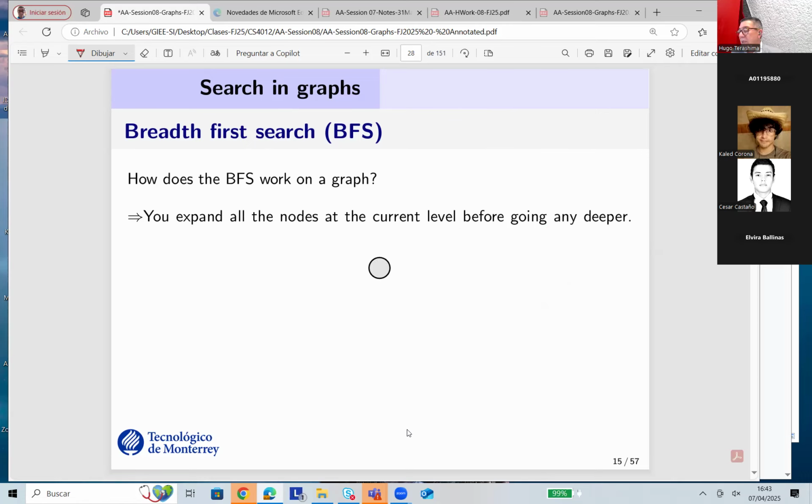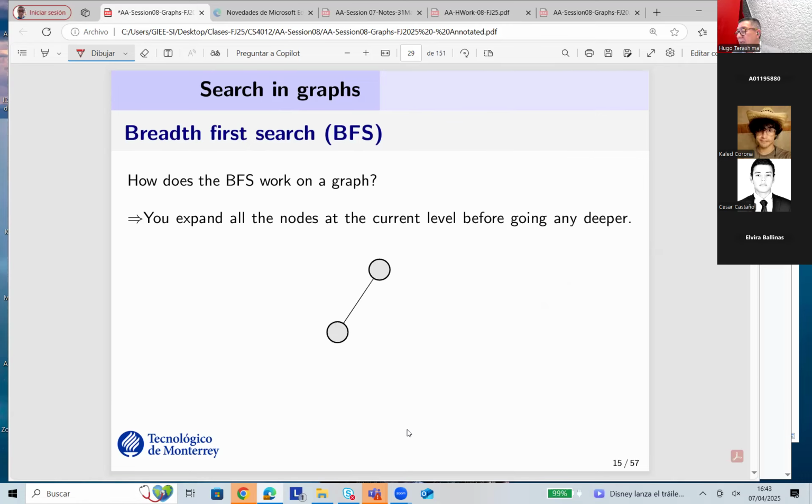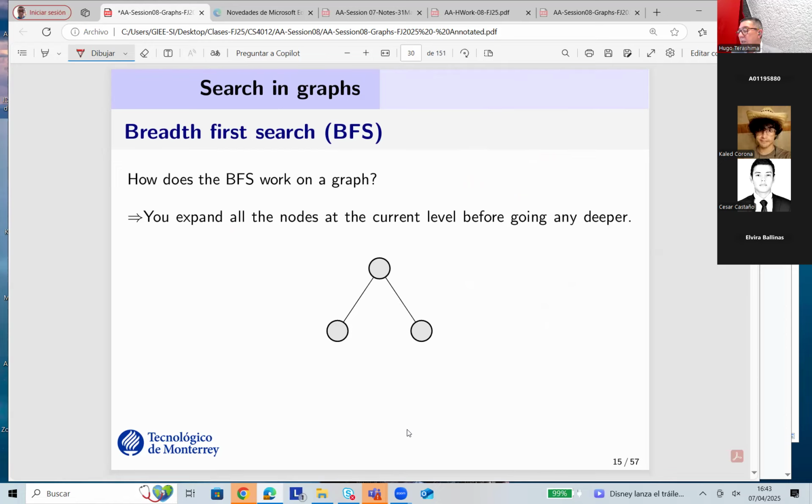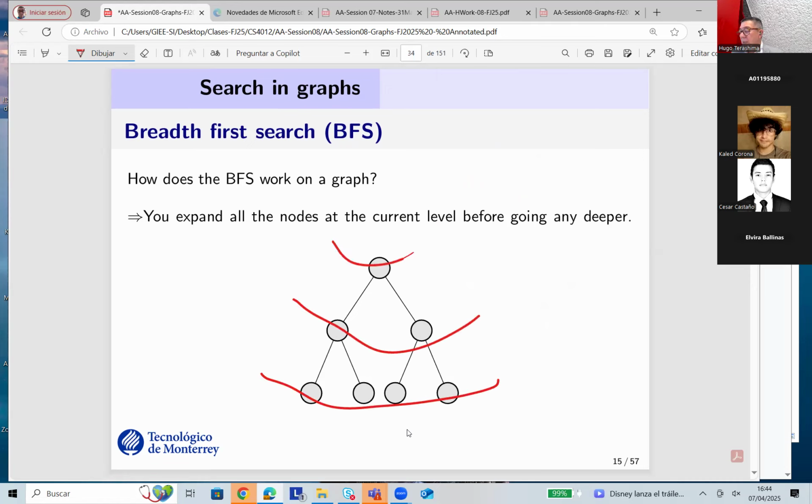So for example, you start in this node, and then you're going to search by level. You finish that level, and then you continue in the next level, right? By level, yeah.